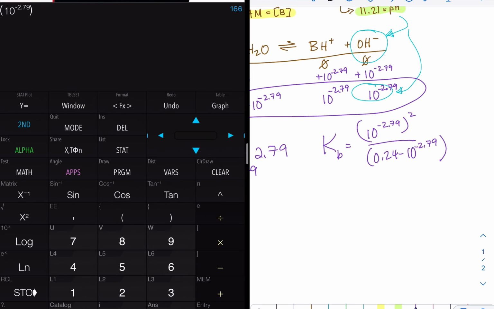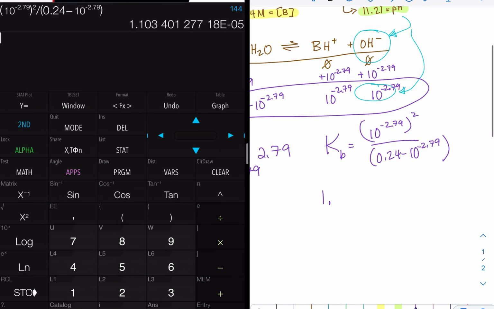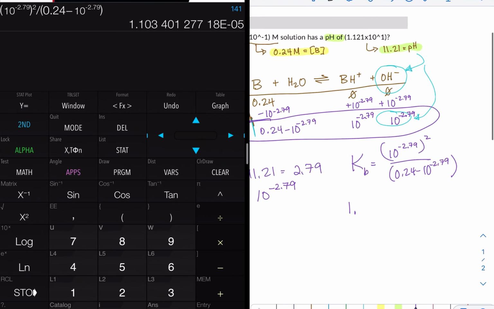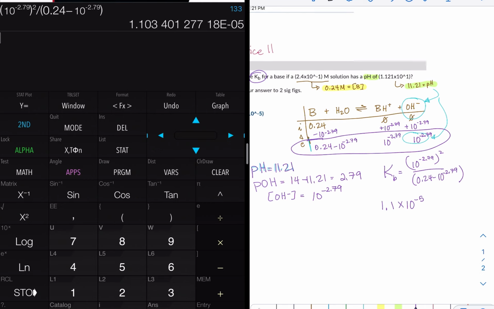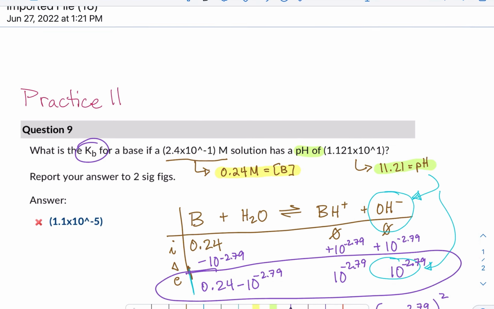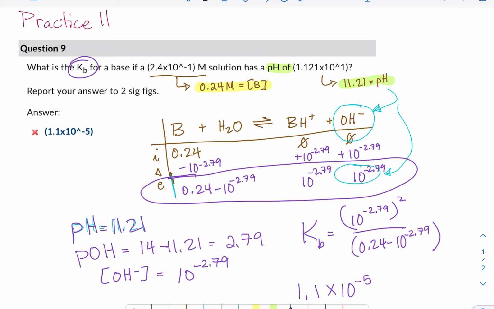End my parentheses, square this, and then divide by left parentheses 0.24 minus 10 to the, which is the inverse log, of the negative 2.79, right parentheses, equals, and your instructions are to report your answer to 2 sig figs. So I'm going to report 1.1 times 10 to the minus 5 based on my calculator. And that is indeed the correct answer for this question.